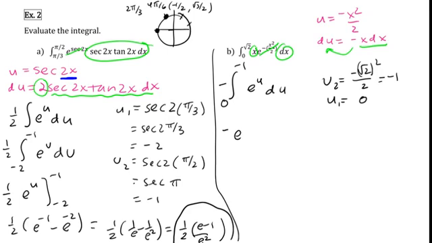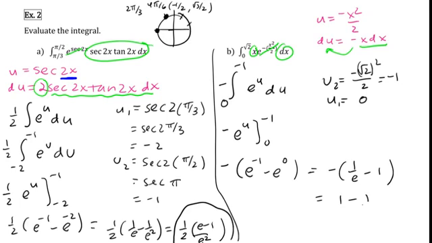If I integrate e to the u, I get e to the u from 0 to negative 1. That's going to be the opposite of e to the negative 1 minus e to the 0, which is going to give me negative 1 over e minus 1. And we're done. We could distribute the negative if we want, and it'd be 1 minus 1 over e. Right, that's a negative 1 over e. That's a positive 1. And ta-da, we have our answer.